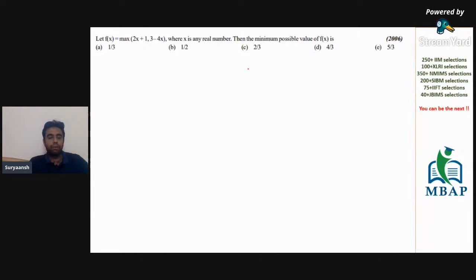Okay. Fourth question. If f of x is given as max of 2x plus 1 and 3 minus 4x, where x is any real number, then the minimum possible value of f of x is. So what's given here is f of x is given as max of 2x plus 1 and 3 minus 4x. This is what is given. All right.